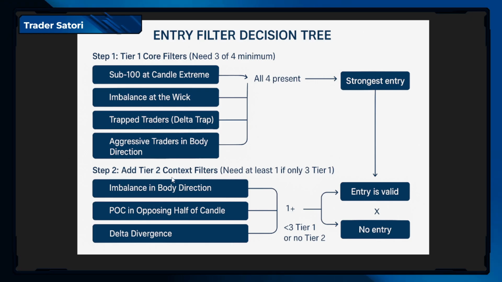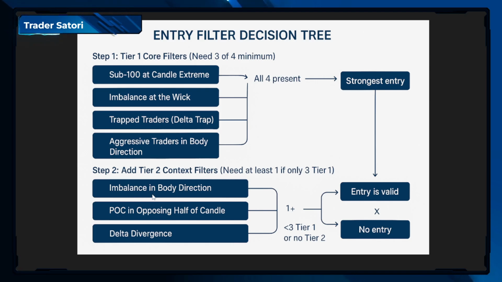Step 2, add tier 2 context filters. We need at least one if there are only 3 tier 1s. So if we've only got 3 of these, we need one tier 2 to confirm it to take a trade. If we don't have 3 tier 1s, there's no entry. So less than 3 tier 1, no entry, or no tier 2 if we've got 3. We need to have 3 tier 1s plus a tier 2, or we have all 4. Simple as that.